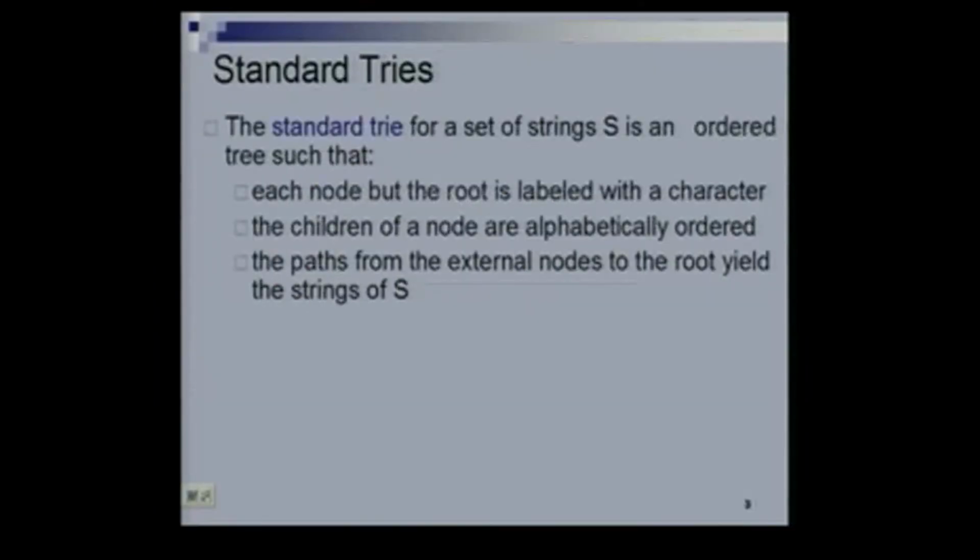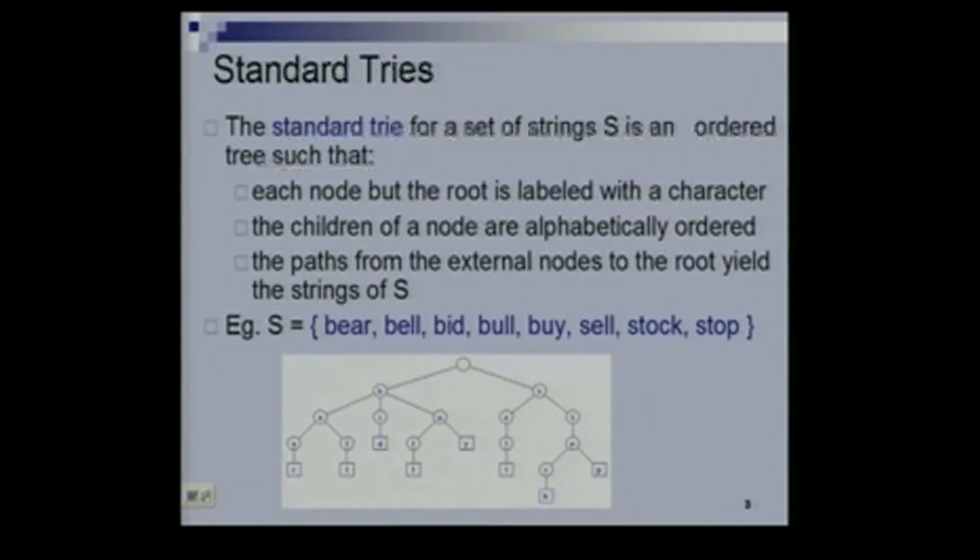So, we will come to this notion of tries today. What is a trie? I will perhaps show you a picture and explain it through this picture. A trie is a data structure to maintain a set of strings. Let us say I have a set S of strings: beer, bell, bid, bull, buy, sell, stock, stop. This is an example I think I have picked from Goodrich and Tamassia.